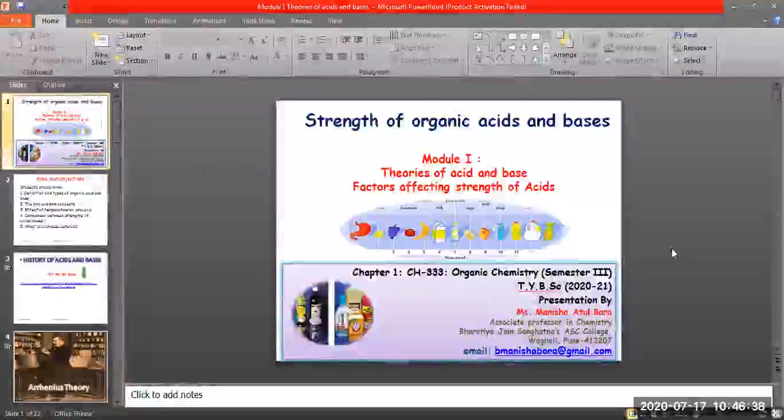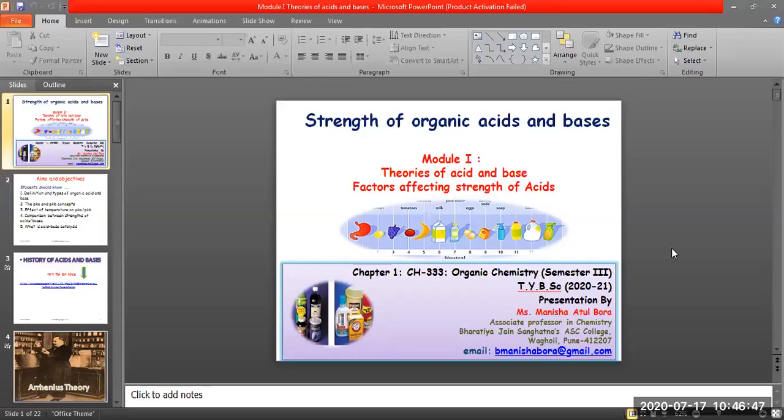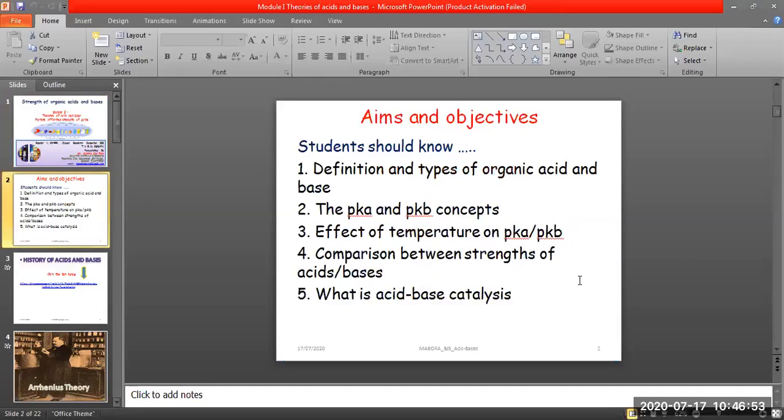So we have divided this particular chapter into 3 modules. In the first module, we'll be talking about theories of acids and bases and what are the different factors which will decide the strengths of acids and bases. Bases will be done in the next module.